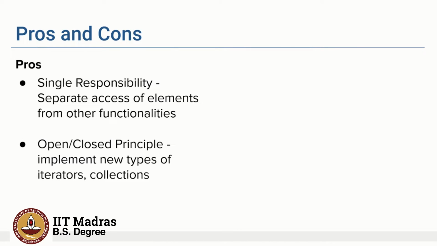Another advantage is that it helps us implement the open close principle. Let's say I want to implement a new type of iterator. I can extend or implement the iterator interface in Java, or create my own iterator. And this will help me iterate through different or new types of collections.